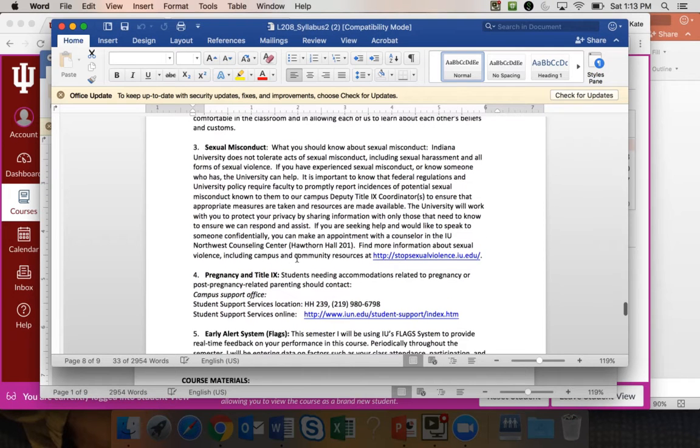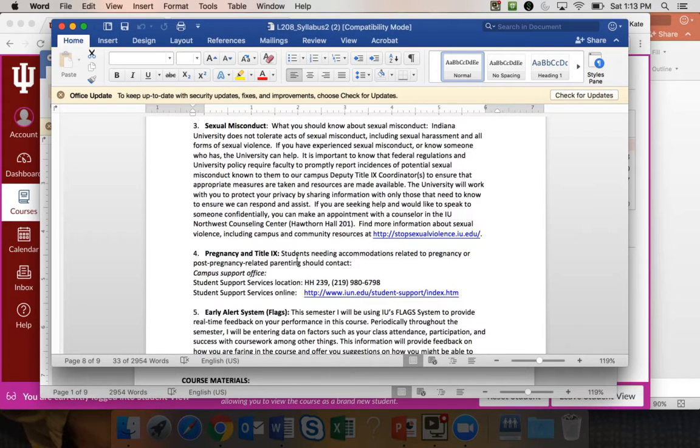Number 3 is sexual misconduct. Indiana University does not tolerate acts of sexual misconduct. This includes sexual harassment and all forms of sexual violence. If you've experienced sexual misconduct or know someone who has, the university can help.